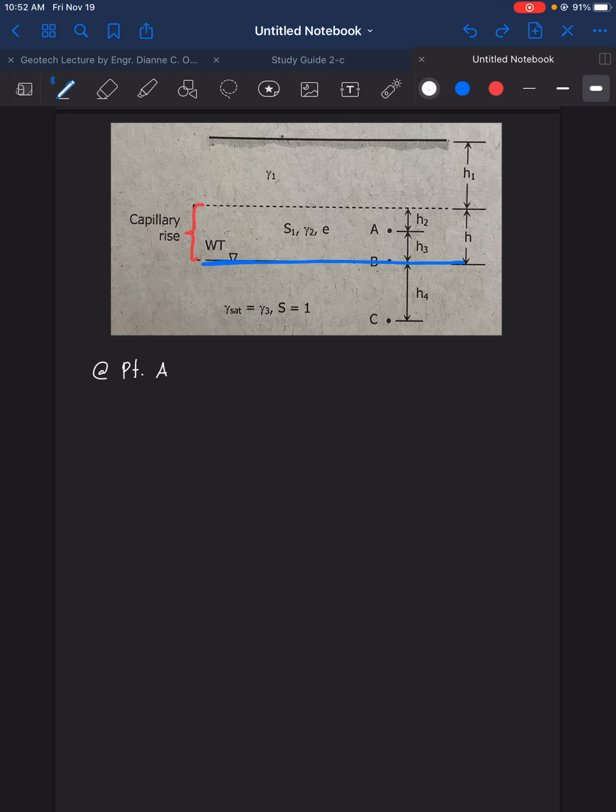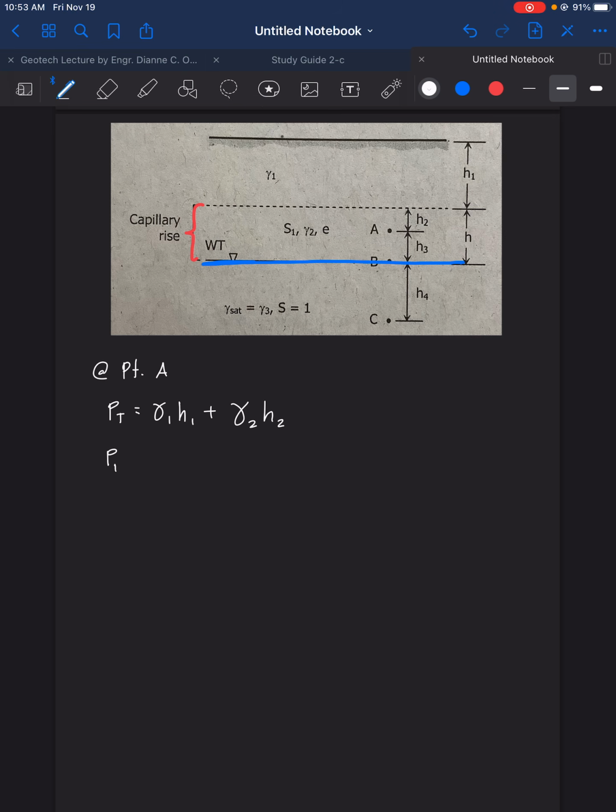So how do we get the computation for point A? At point A, we get the P total equals gamma 1 times the height H sub 1, plus, at this portion, gamma 2 times H2. That's the P total.